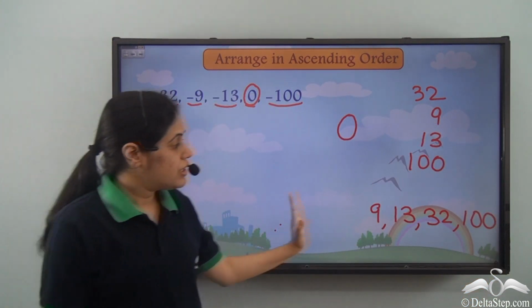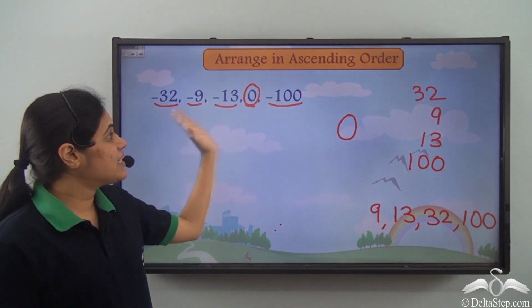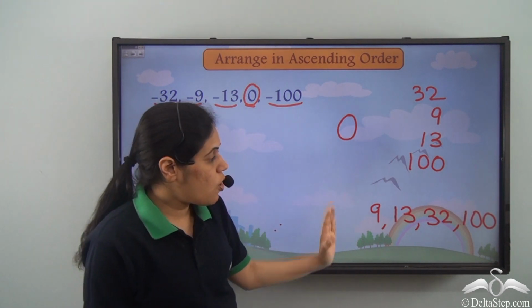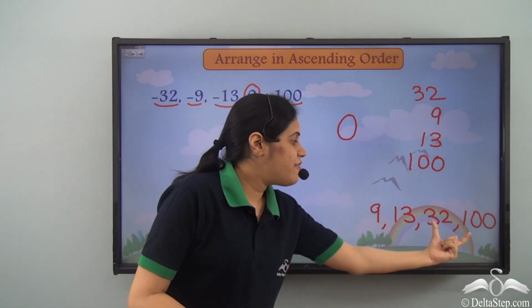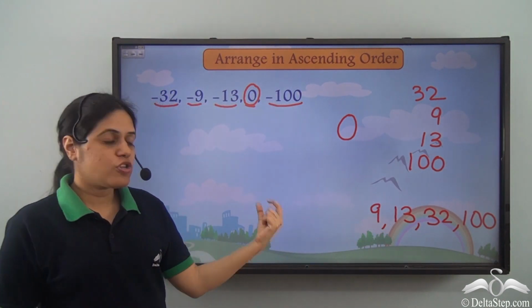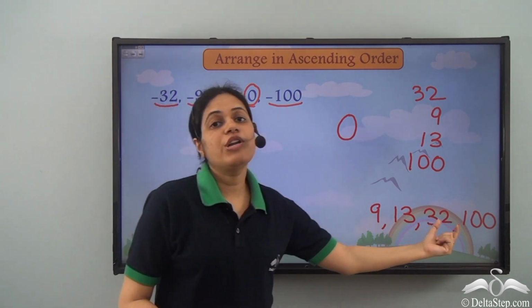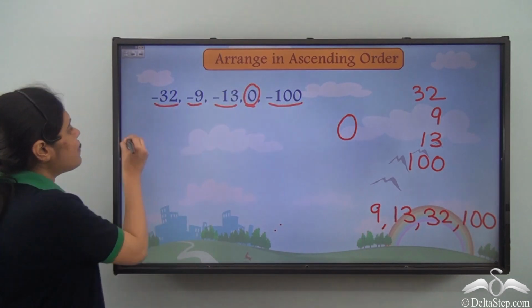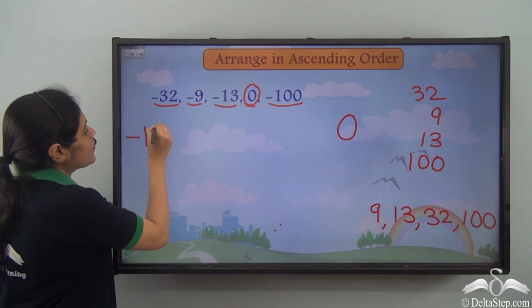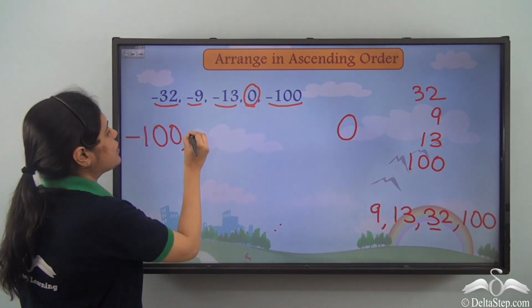But remember, these are not my numbers. My numbers are the negative numbers. I know that in the case of negative numbers, everything gets reversed. So I just need to reverse the order. First I will have negative 100. Then I will have negative 32.